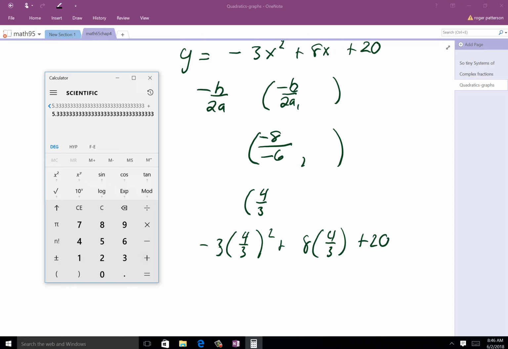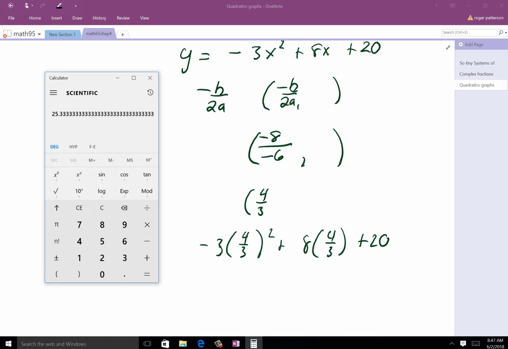Okay, plus 32 divided by 3 plus 20, except that that's going to be a negative. Rats, I forgot about that. Anywho, let me get rid of this. This calculator thing does not work very well. 3 negative times parentheses 4 divided by 3 parentheses squared equals that plus 32 divided by 3 plus 20.